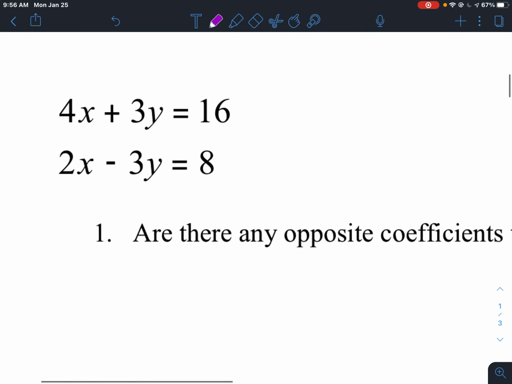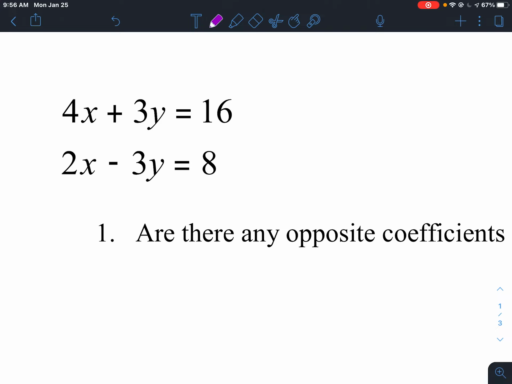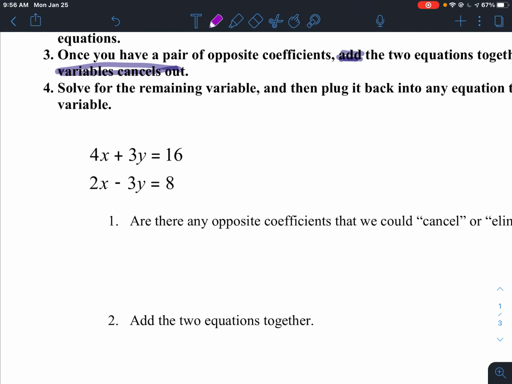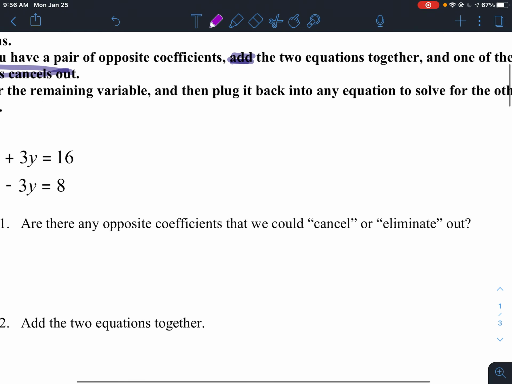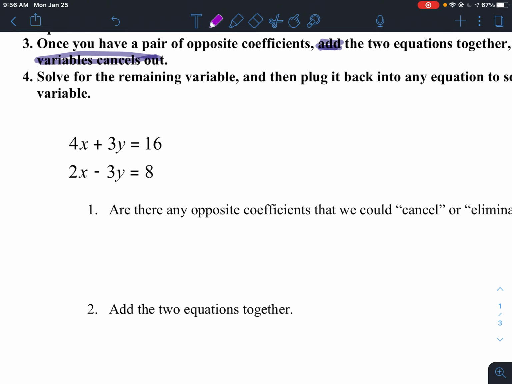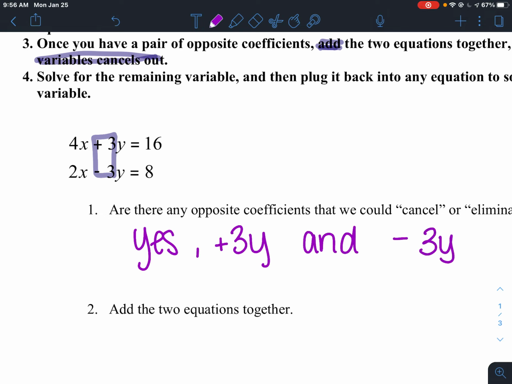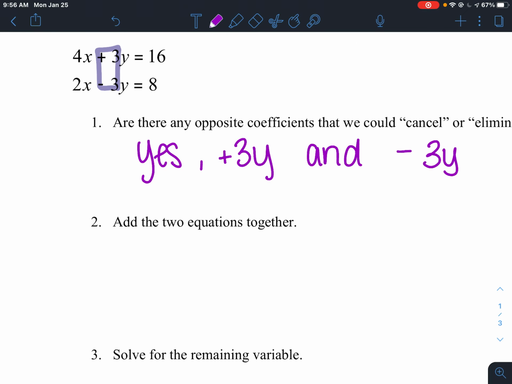So our two equations are 4x plus 3y equals 16, 2x minus 3y equals 8. Are there any opposite coefficients that we could cancel or eliminate out? Okay, so we're looking for opposite signs with the same number attached to a variable. And yes, right here, we have a 3y and a negative 3y. 3y is positive, so positive 3y and a negative 3y. Let's add the two equations together since we have those opposite coefficients.